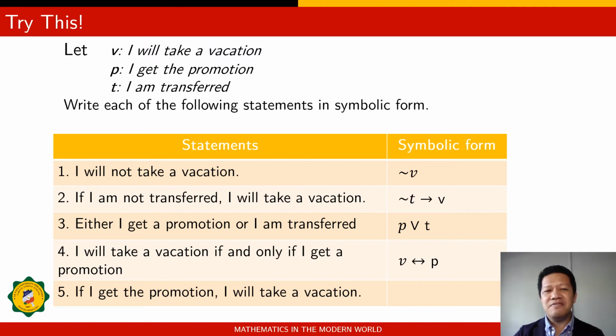For number five, if I get the promotion, I will take a vacation, and that is an example of conditional. So same with number two, we use the symbol for implication. That will be P implies V, or it can be read as if P, then V. Okay, I hope you get a perfect score, 5/5, and congratulations.